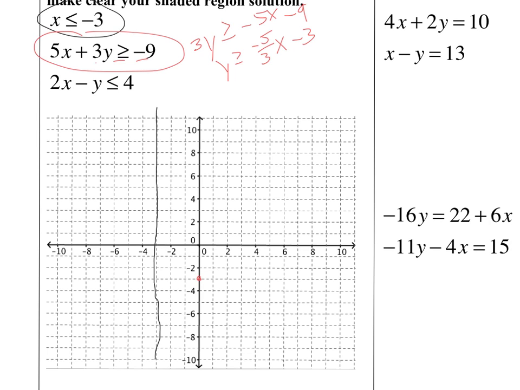1, 2, 3, 4, 5. 1, 2, 3. I'll go backwards. 1, 2, 3, 4, 5. 1, 2, 3. And do a terrible job of that. Okay.